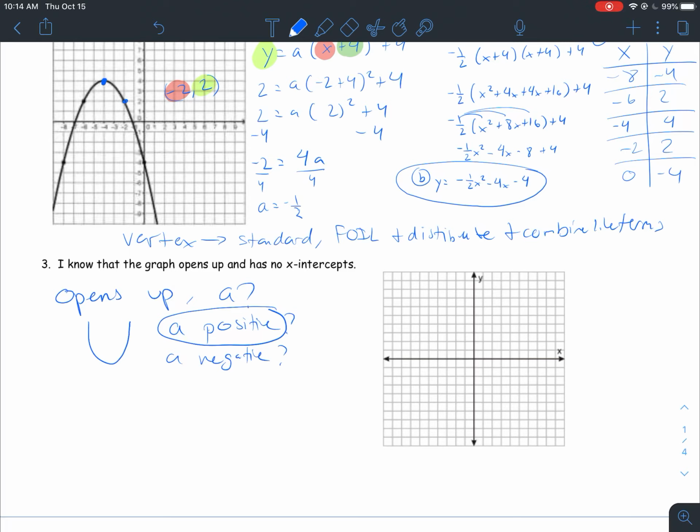And then if it has no x-intercepts, all right, we can't really come up with an equation of this guy, but we can imagine what he might look like. He might look like that. He might look like that. All right. We just know that his vertex is going to be in quadrant 1 or 2, and he's going to open up like a cup.